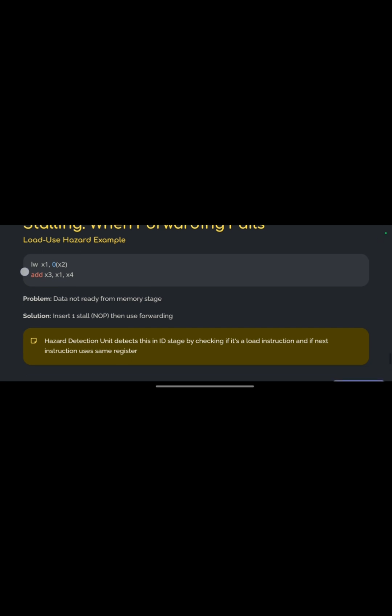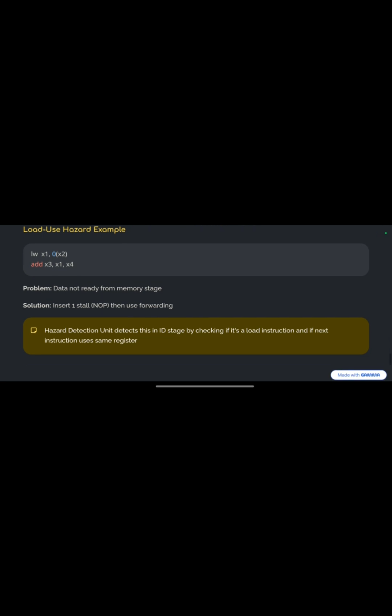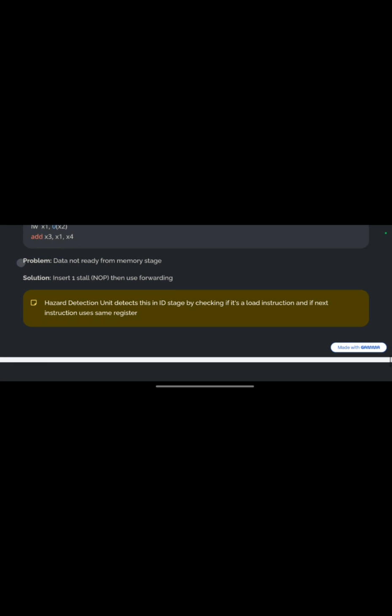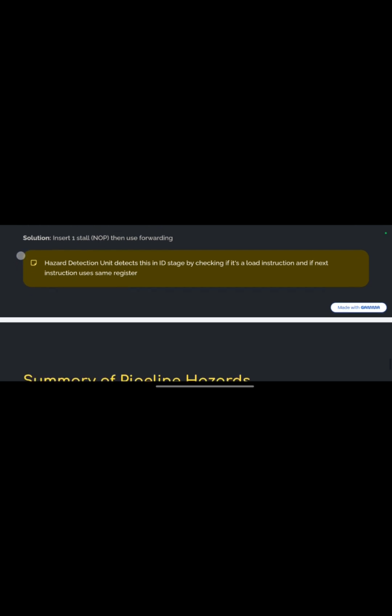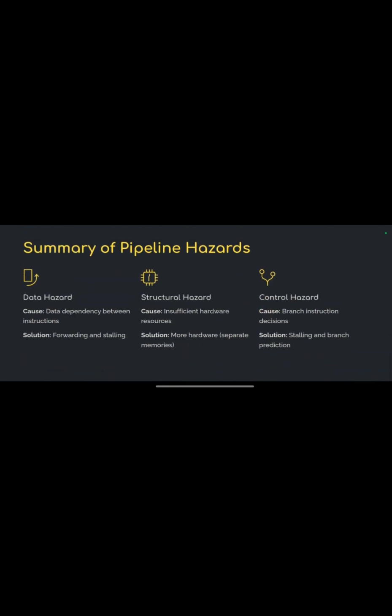NOP means no operation. This gives time for the data to be ready. After that, forwarding can be used. Here we have a hazard detection unit which checks in the ID stage. It sees if it is a load instruction and if the next instruction uses the same register. So stalling pauses the pipeline temporarily until the data is ready. To summarize, the data hazard is caused by dependency between instructions, and the solutions are forwarding and stalling.